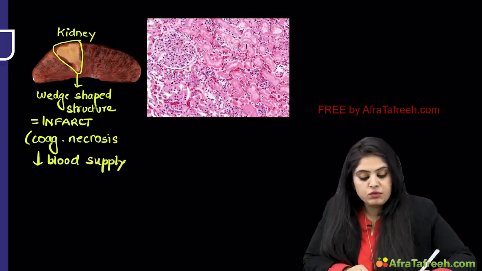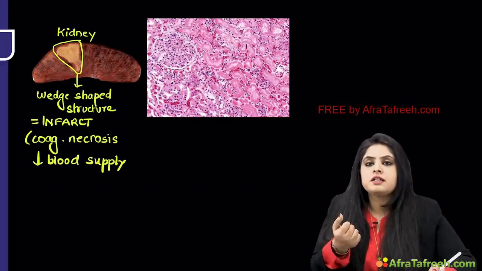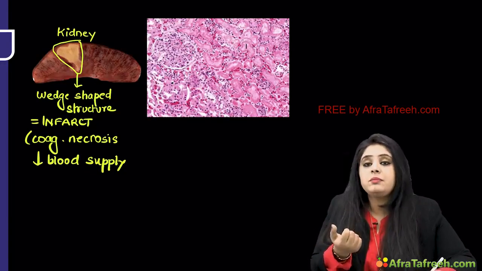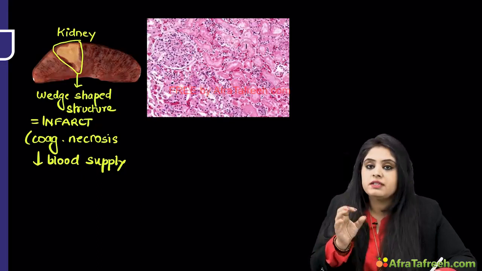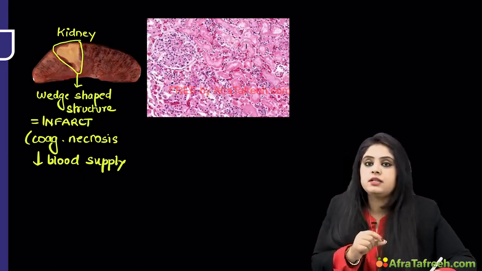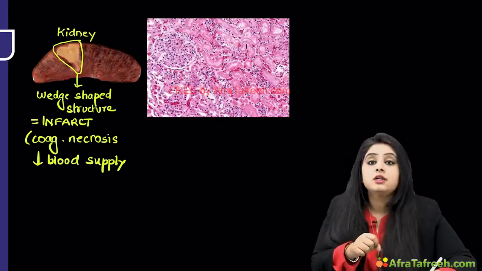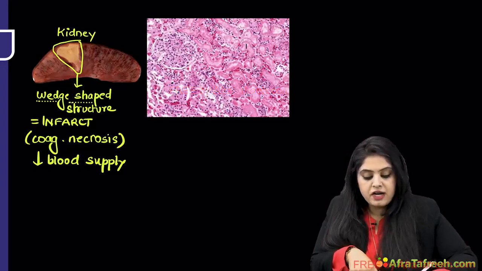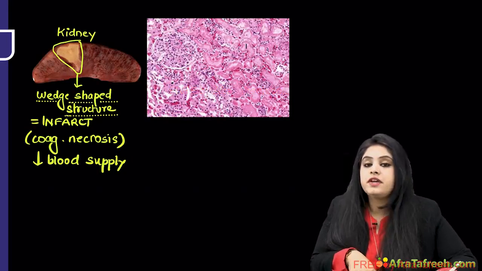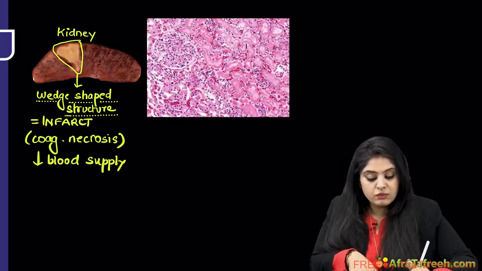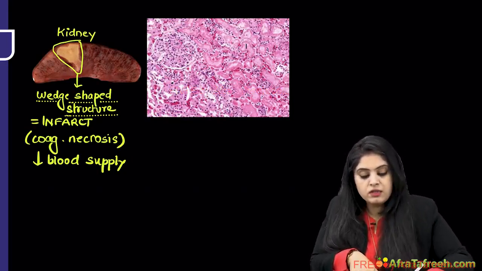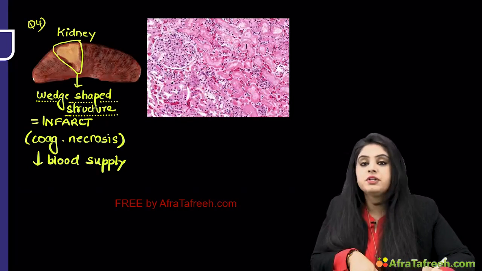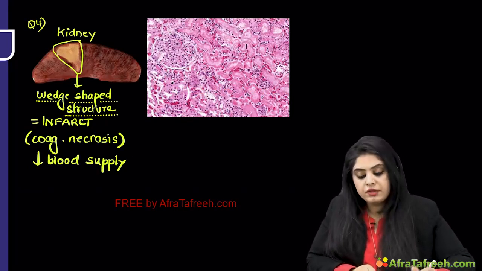Why did this happen? So you'll ask me, why in the kidney is infarct happening? Why is coagulative necrosis happening? When the blood supply is going down, when the blood supply is being hampered, that is when an infarct is happening. That is where a coagulative necrosis is happening. And that's the classical shape. An infarct is usually in the kidney, it is a wedge-shaped structure. So that was question number 4, that you will get a gross image that will come from the kidney or any solid organ.